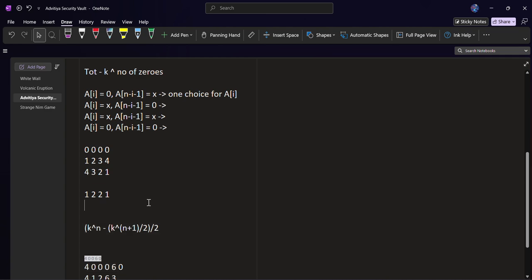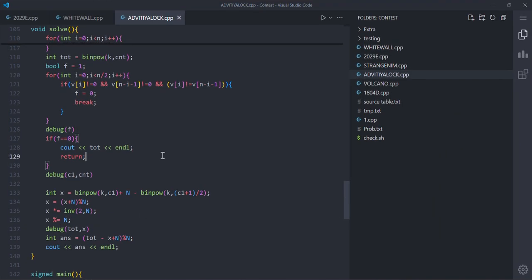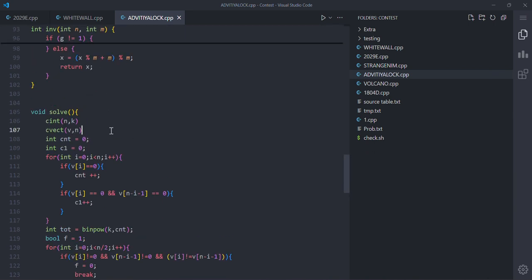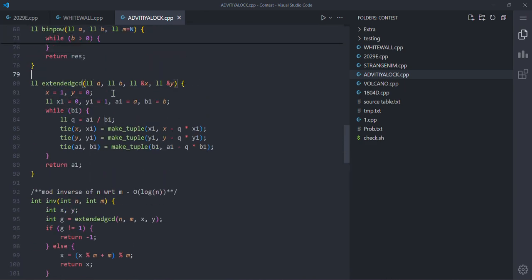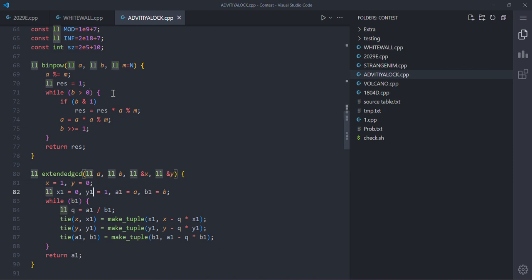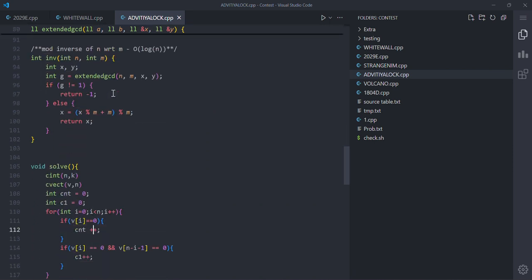So let's look at the code. Here I have taken the input n and k, then a vector, and finally count. Count is basically counting the number of zeros. C1 is basically counting the number of corresponding pairs i and n minus i minus 1. And so the total answer is k raised to power count. Here is the code for binary exponentiation, and this is the code for calculating the mod inverse.